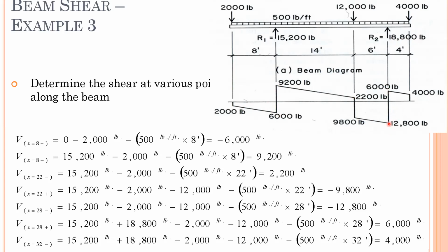Sir, go ahead. Yeah, when you're working out the negative 28, right? Mm-hmm. Why is the 15,200 still included as positive? All right. As I said, there are many ways to do it. This is one approach.